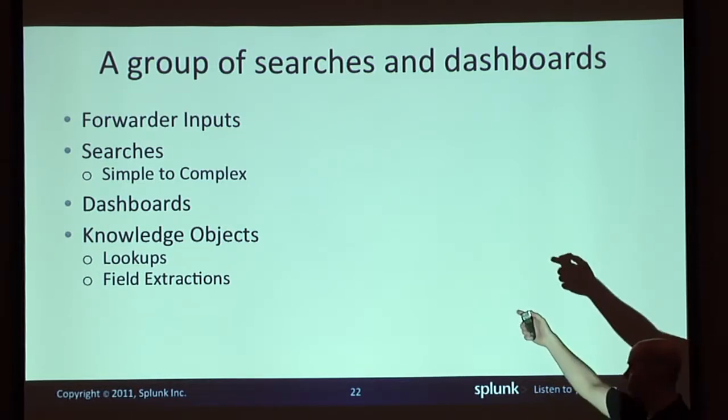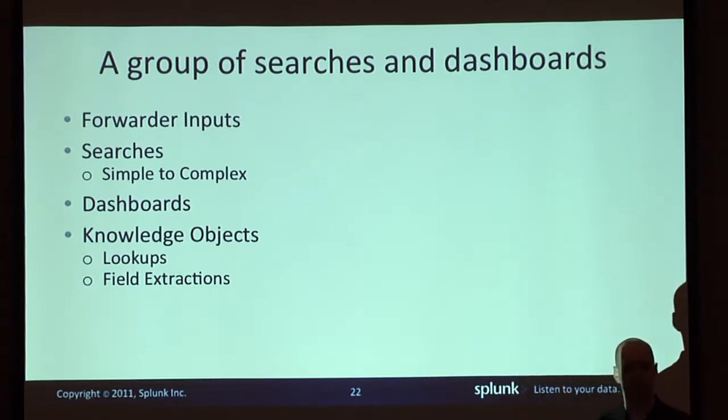So an app will tell the forwarder what to do. A collection of searches. You saw me do some searches. It already has a bunch of canned searches for you. Dashboards. You saw me create dashboards and dashboard panels. It has a lot of dashboards already for you. And then knowledge objects. Those are things like field extraction. So we use field extraction a lot of times.